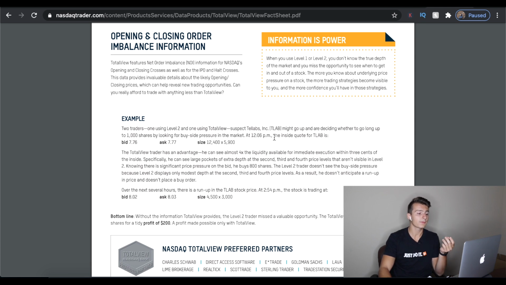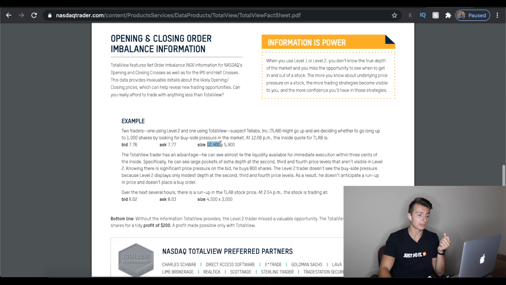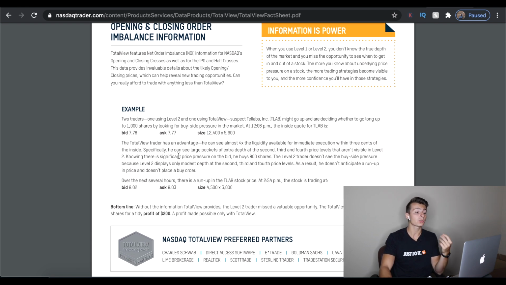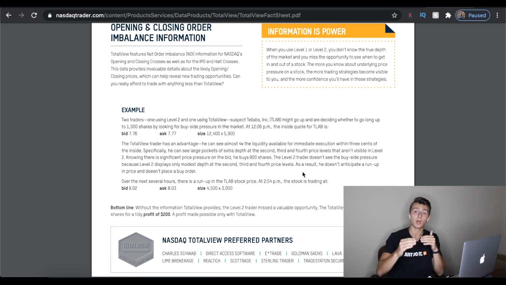The person with TotalView is able to see the bid, the ask, and they're able to see the size, and we can actually see the size on each side. So the TotalView trader here has the advantage because they can see almost 4 times the liquidity available for immediate execution within 3 cents of the inside. And in addition, they can also see pockets of orders or potential buying pressure at different depths, okay, so a couple cents off the current bid. That could be very, very beneficial. We can see buying pressure potentially coming in for a certain stock.